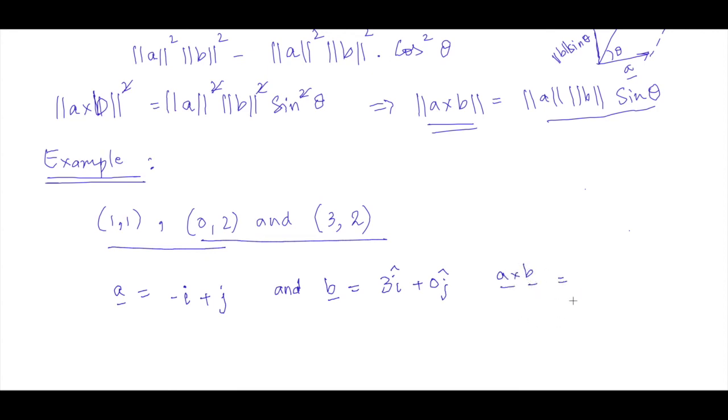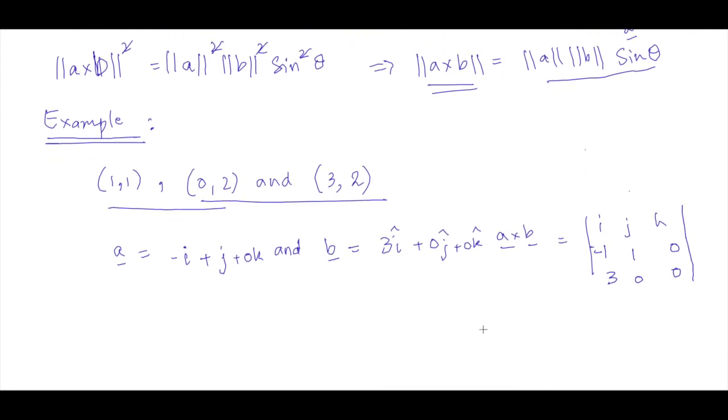So A cross B, since we have defined A cross B in ijk columns, we'll say plus 0k and then plus 0k. Okay, so this is equal to the determinant with rows i j k, then minus 1 1 0, and then 3 0 0. Now if I calculate it, if I open it from this 3, I will have minus k here, so this is equal to minus 3k.